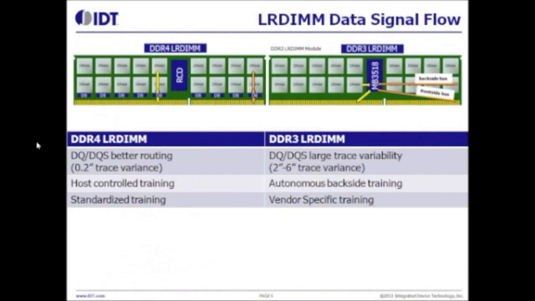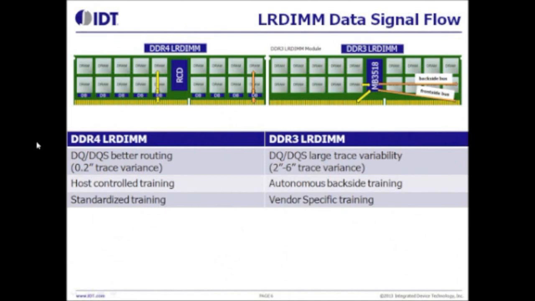I wanted to get back to comparing DDR3 and DDR4 again. In this case, I want to point out the DDR4 improvements in the signal flow for the DQ bits. These pictures show the DQ data paths. You can see that the DDR4 DQ data path is very consistent from column to column of DRAMs, shown here as vertical path connections. In DDR3, the trace variability from one DQ bit to the next is between 2 inches to 6 inches in length.